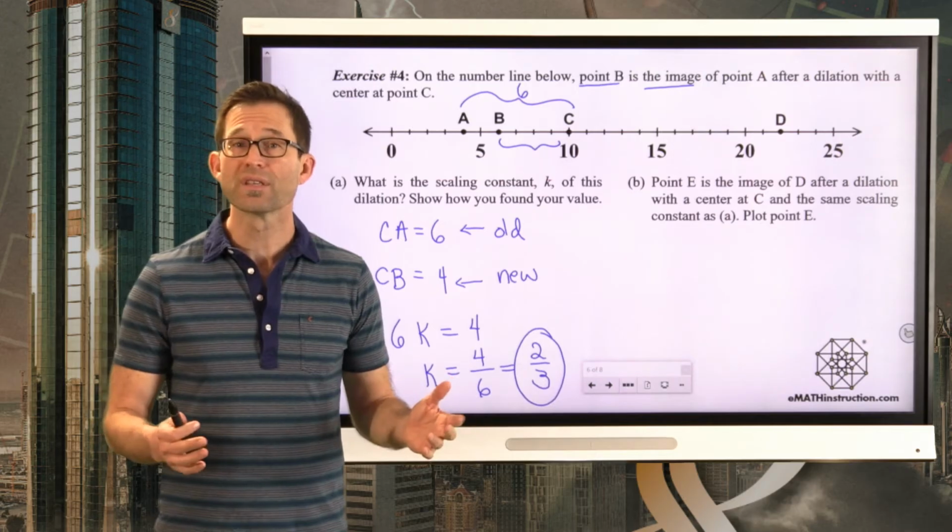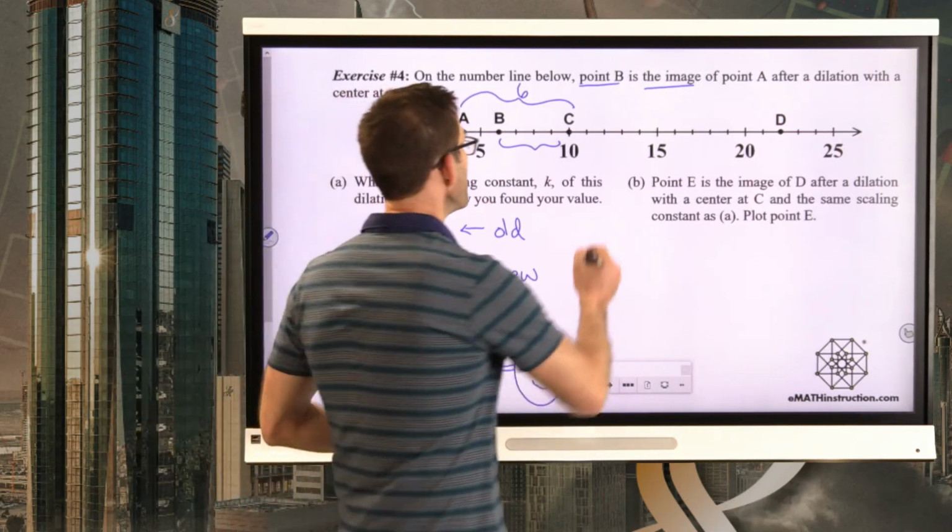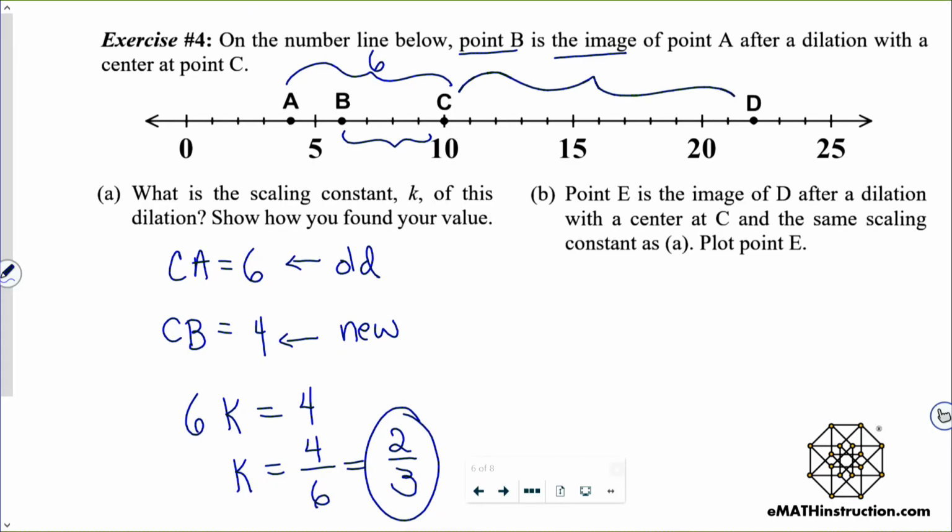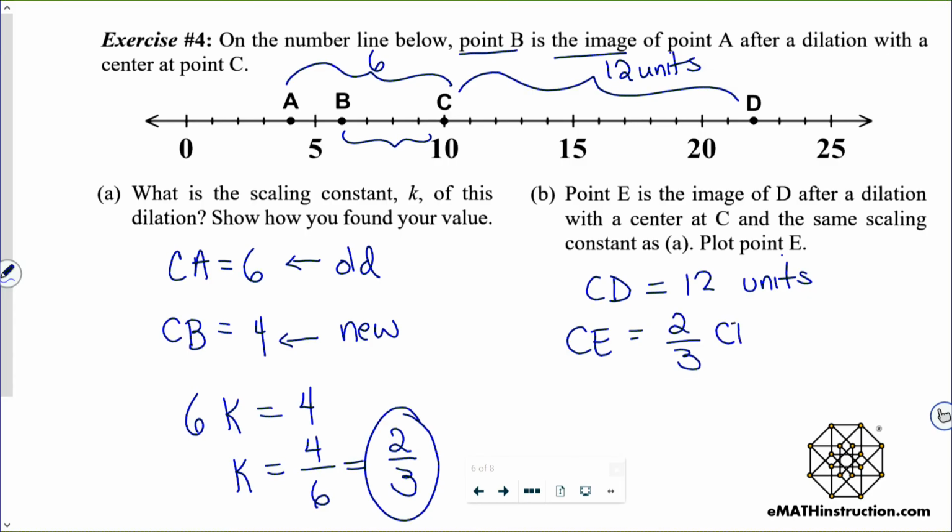All right, well, here's the key. Let's figure this out first. The distance from C to D is 12 units. We can just do that by doing 22 minus 10. It's going to be 12 units. Let me write that down. CD is 12 units. Now, CE must be our constant of dilation, which is 2/3, times CD. That's just what a dilation is. So 2/3 times 12 would give me 8 units.